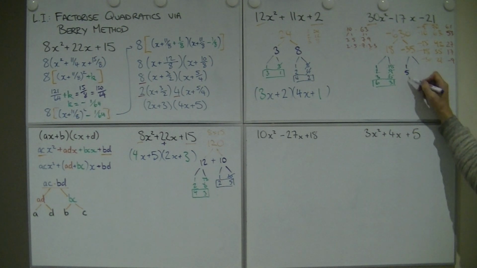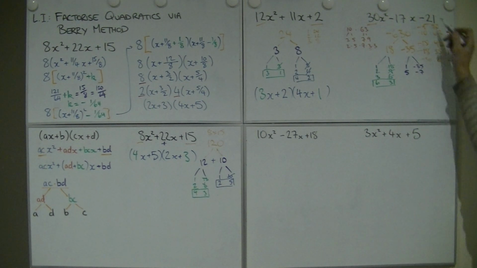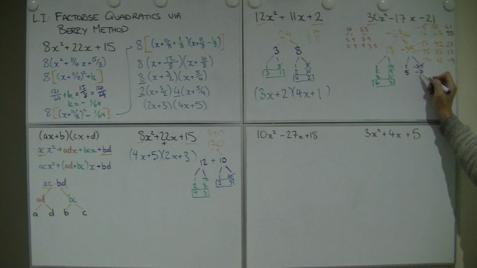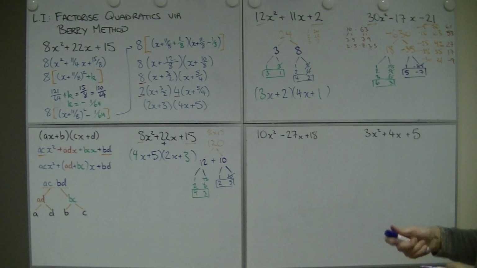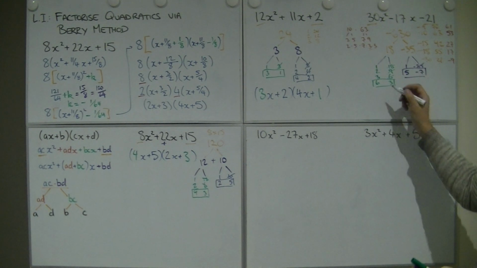We could go through the list, but that's the last set. Cool, so that must be negative 35 and negative 7. Okay, this doesn't divide by negative 35, so he's out, so it must be these two. Cool, so we've got 6, 3, 5, and negative 7.